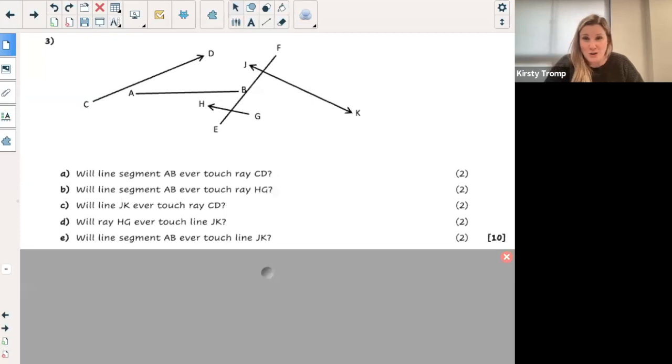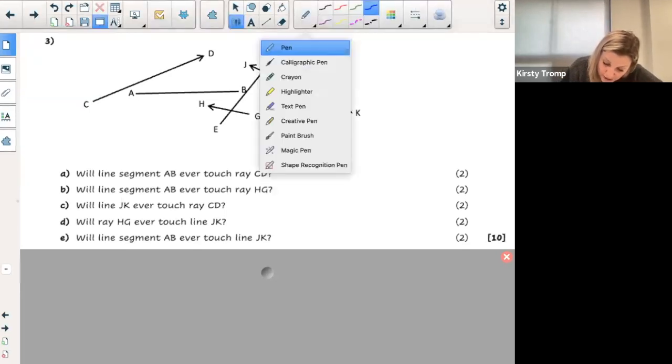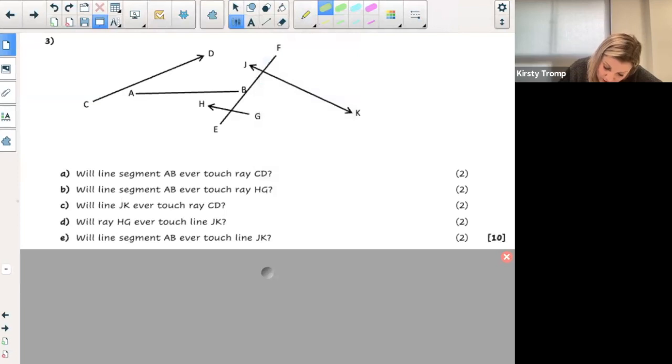Umar, let's go. Question A. Will line segment A, B ever touch ray C, D? I'm going to highlight them for everybody at home quickly. We've got A, B, and we've got ray C, D. Talk to me. Are they ever going to touch? No. Well done, Umar. They are not ever going to touch.